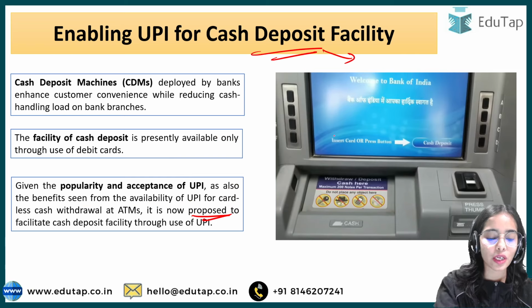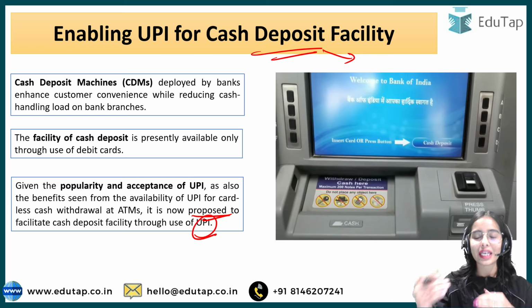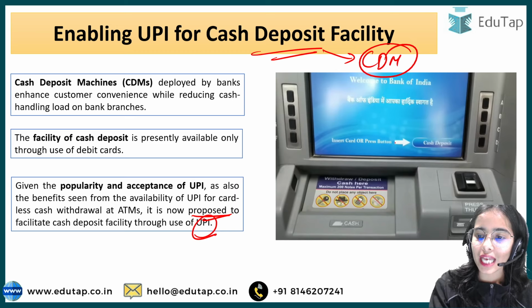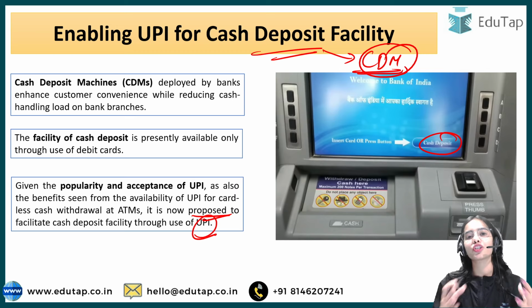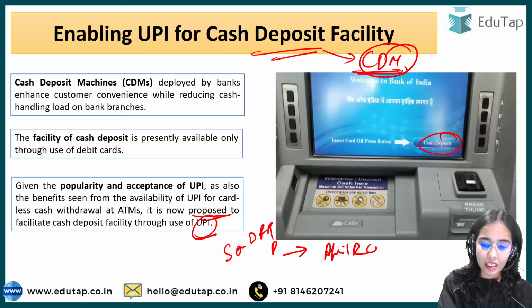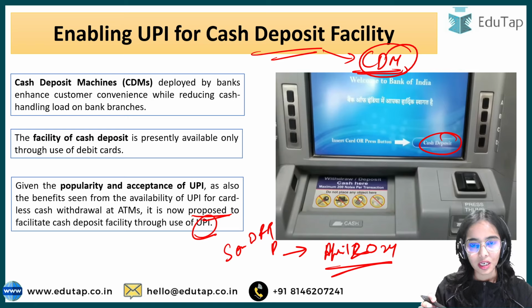For the cash deposit facility also, there is the proposal of using the UPI so that card cloning and such kinds of data theft can be reduced. The Reserve Bank of India has given this proposal in the Statement on Developmental and Regulatory Policies document of April 2024. So soon the Reserve Bank of India is going to release the detailed guidelines in regard to the usage of UPI for the cash deposit machines.